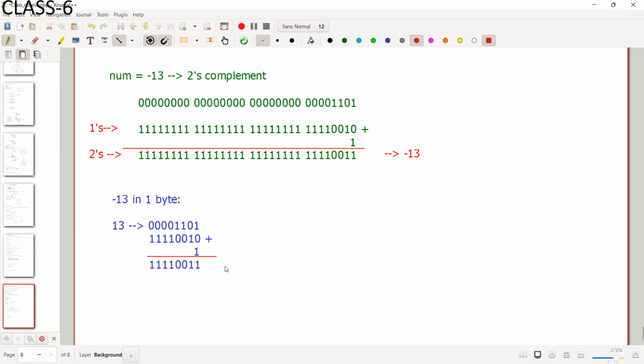Now can you tell me the equivalent decimal value of this number? This is how negative 13 is getting stored inside the memory. But this particular binary has an equivalent decimal value. Can you tell which is the decimal value? Decimal, not hexadecimal.